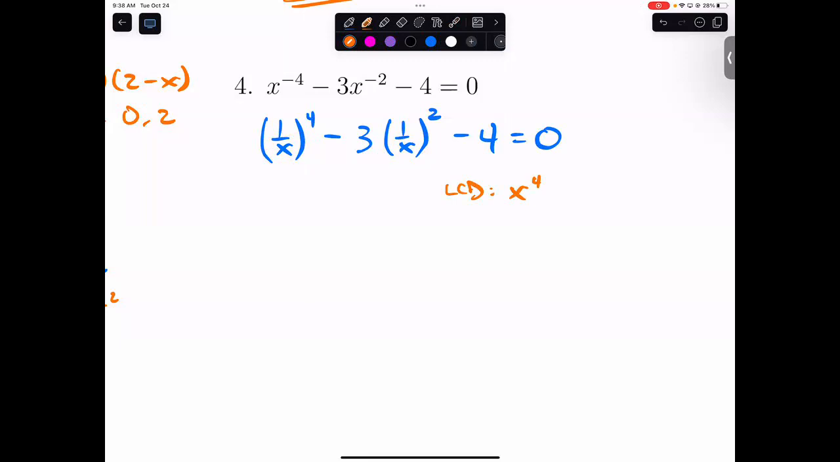Right, because really this is 1 over x to the 4th, and this one's 1 over x squared. So the LCD would be the 4th power. You can do that, and that makes the fractions go away. And that'll feel very samey to the other stuff we've been doing. So I'll leave that there.